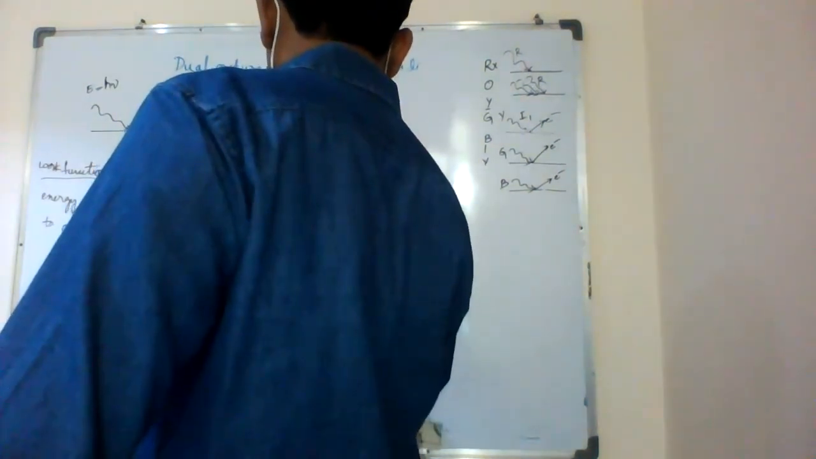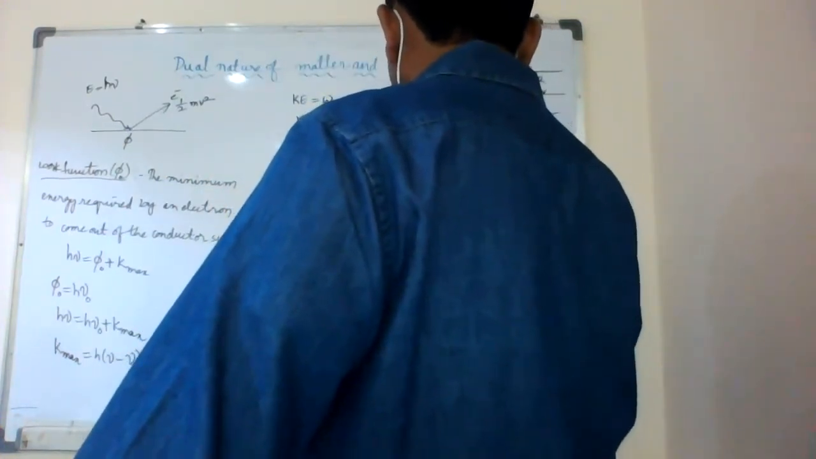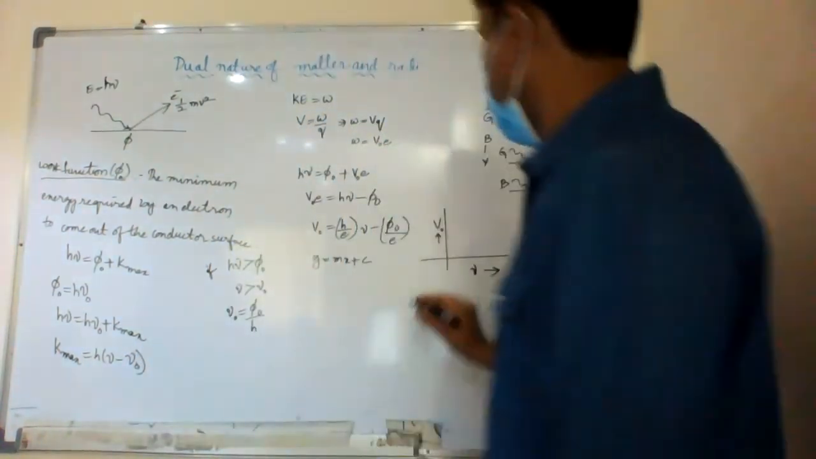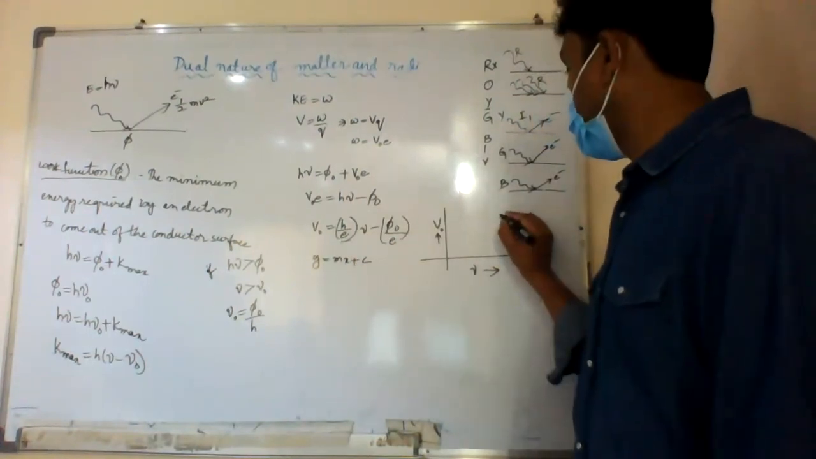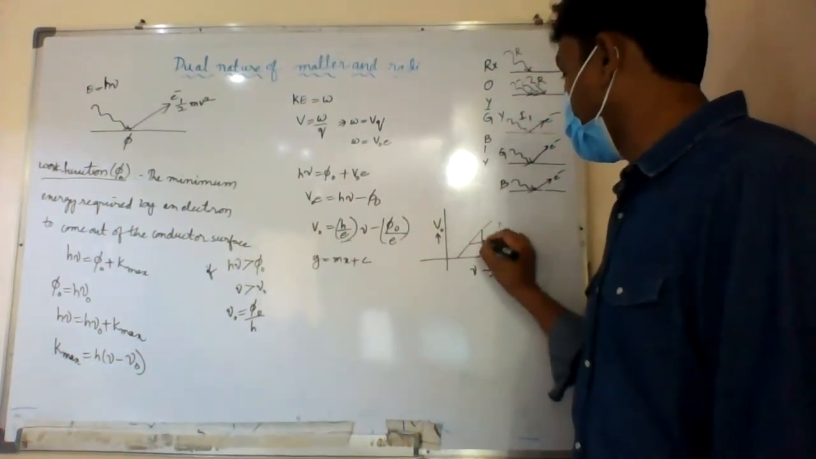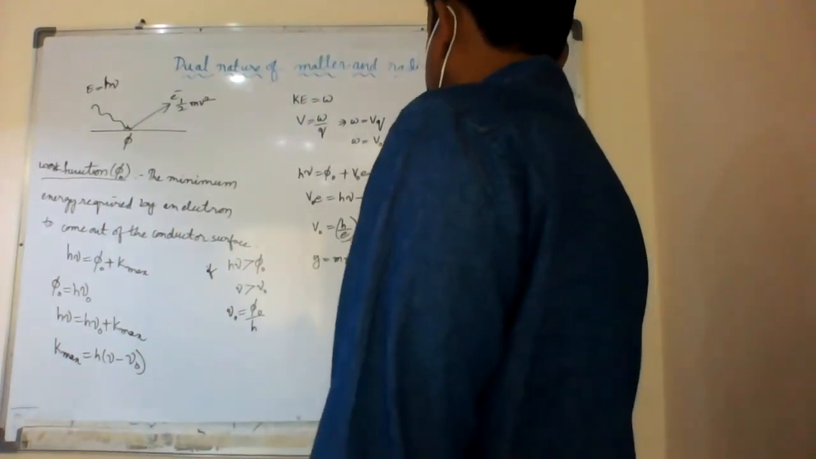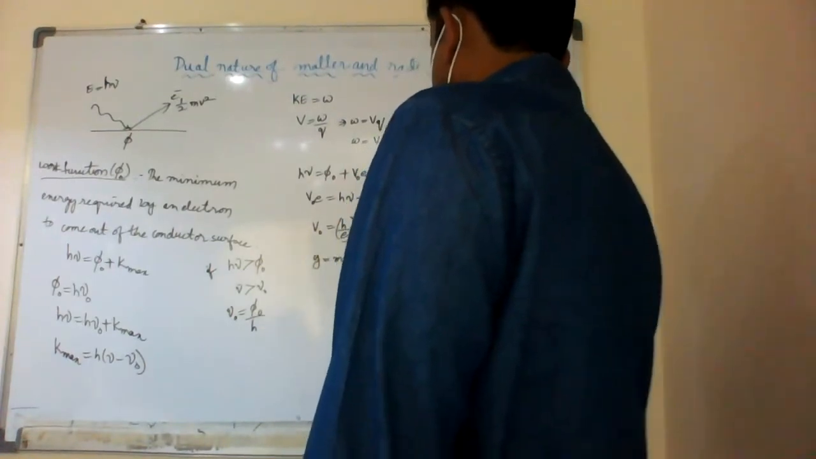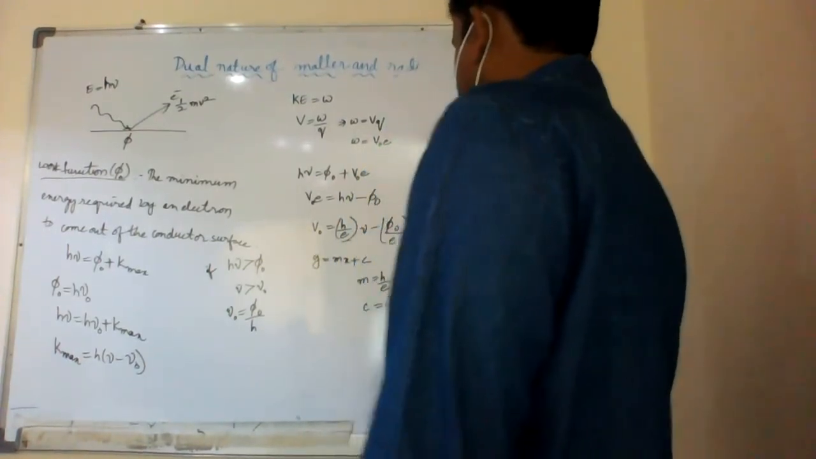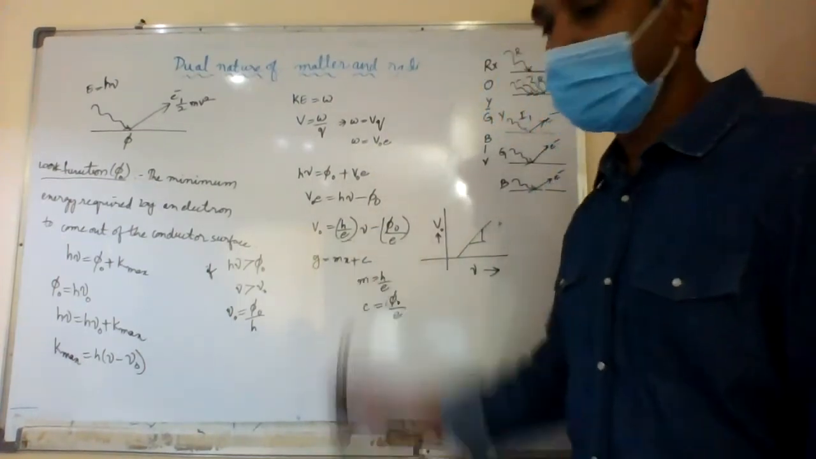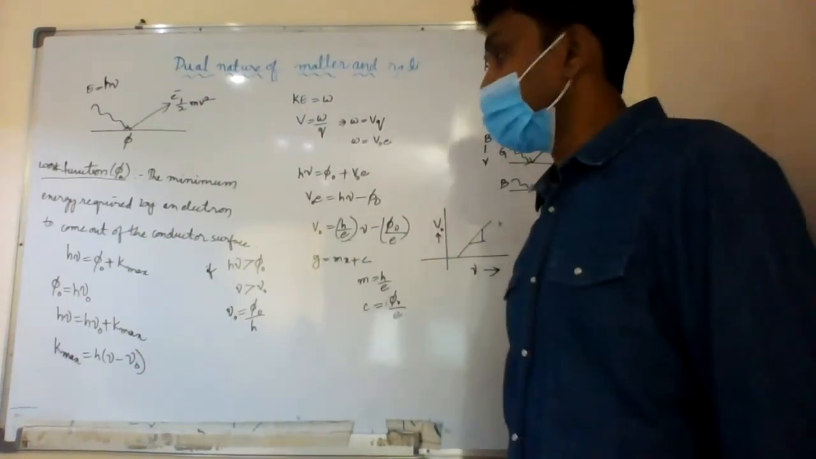Now see, it is in the form of y is equal to mx plus c. What was there on x-axis? See carefully. Nu was on x-axis. Stopping potential was on y-axis. So the line was like this, and we found out the slope. Slope equals h by e, and the y-intercept is phi 0 by e. Understood now? So this is how we found out the Planck's constant from the equation. Got it? That's it.